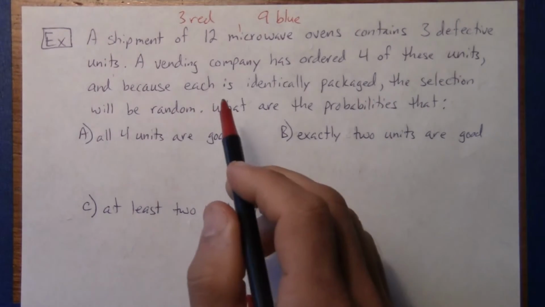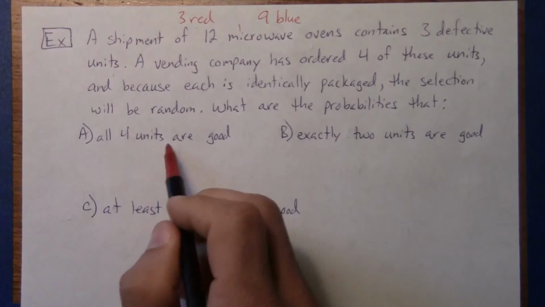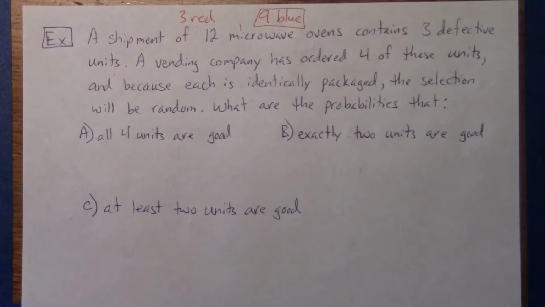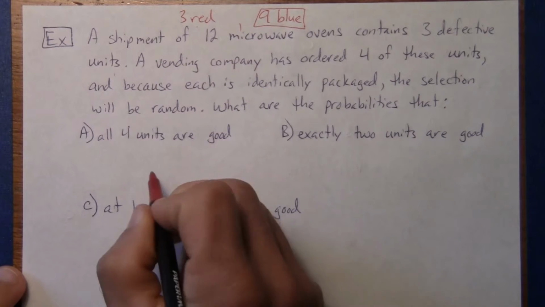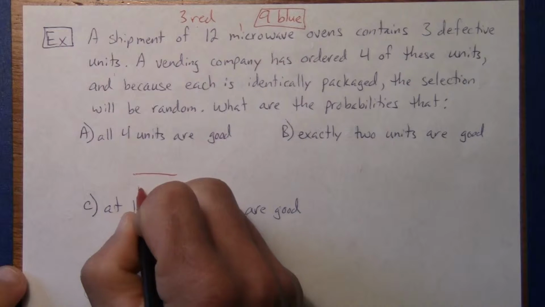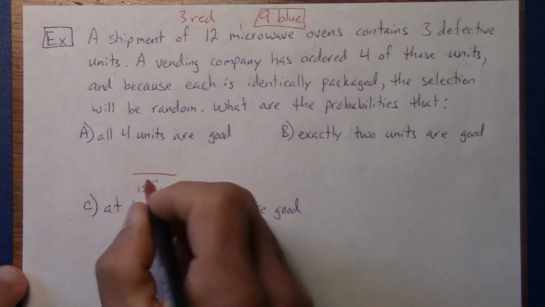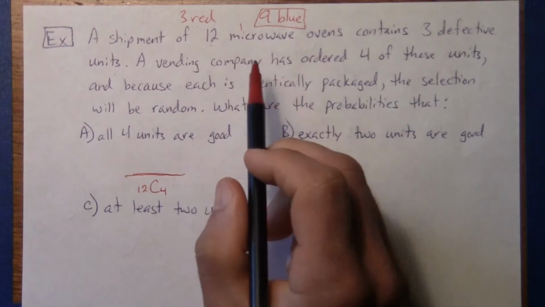It says a vending machine company is ordering 4 units, and because they're identically packaged, the selection will be random, basically just saying that you have equal chance to get any one of those. What's the probability that all 4 units are good? Now, these are the good ones. So when you're thinking of your combinations, it doesn't matter which unit I get first, I just need to have 4 of them. If you want to think in overall totals, there are 12 microwaves total, and you are picking 4 of them. So in the denominator, overall totals, 12 total, you want 4 total.